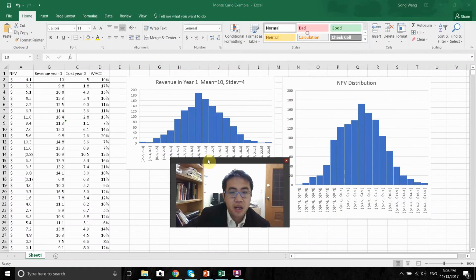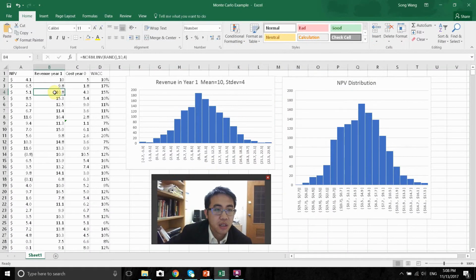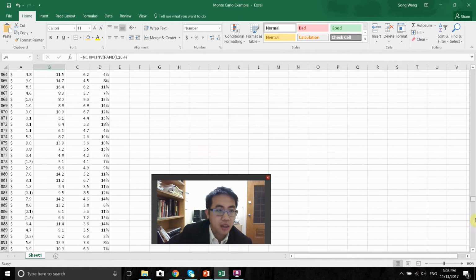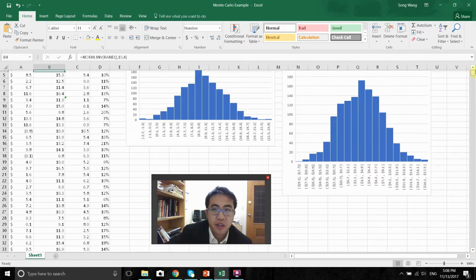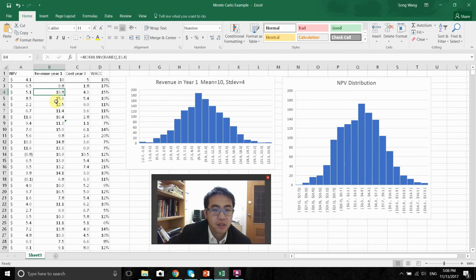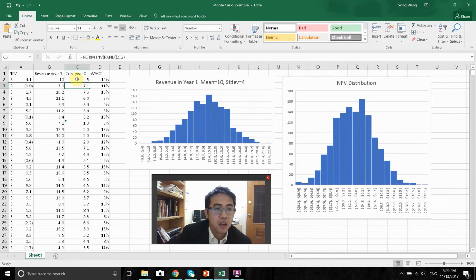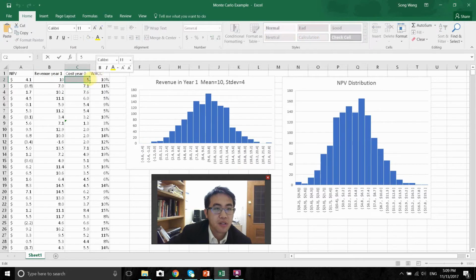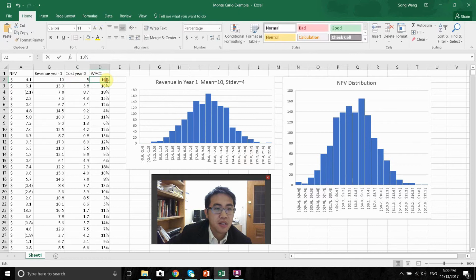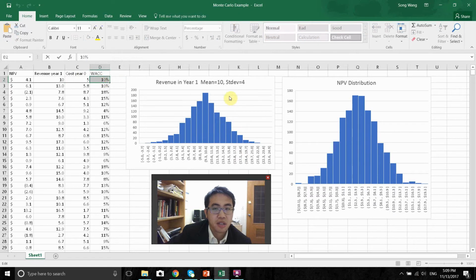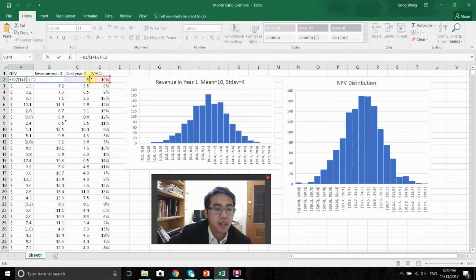Right here, what you see is 13,000 scenarios, a simulated number. So we have 13,000 scenarios, and we have a revenue. The revenue has a mean of $10 and a standard deviation of $4. The cost has a mean of $5 and a standard deviation of $3, and the WACC has a mean of 10% and a standard deviation as well. And then based on these numbers, I can get an NPV.